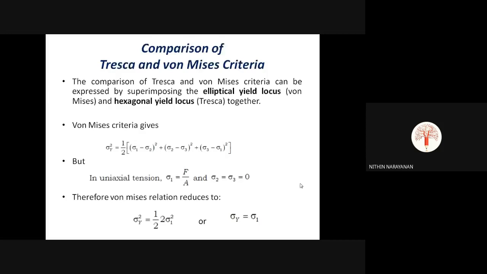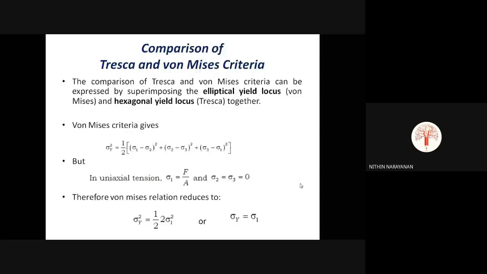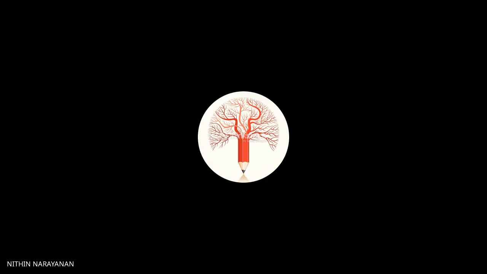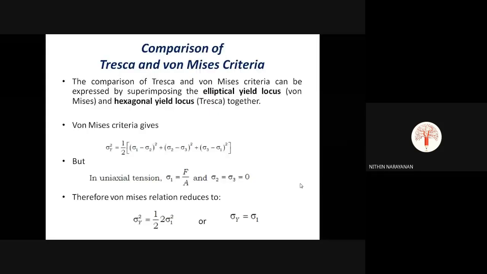Here the flow represents nothing but the flow of material, that is the deformation of material. So flow rules means Tresca criteria and the von Mises criteria. Up to the elastic limit we have Hooke's law, the relation between the stress and strain is governed by Hooke's law.